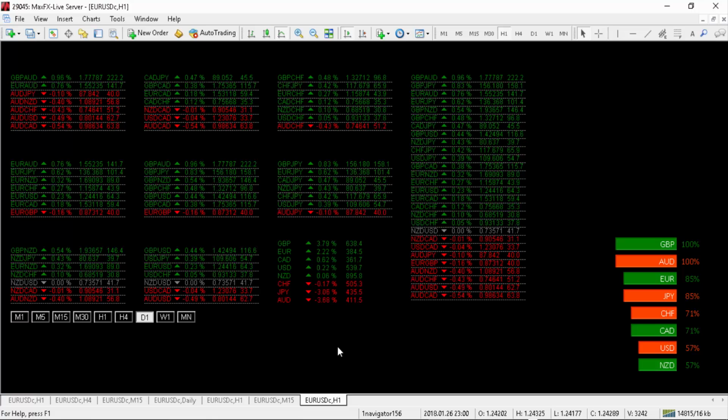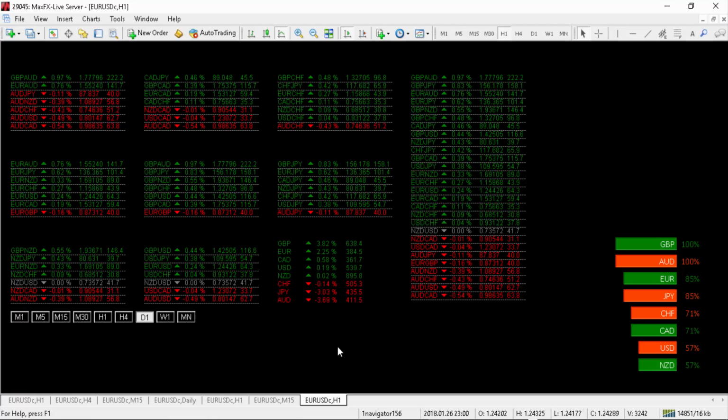The British pound is in first position, gaining 3.79% on its currency basket, followed by the euro ahead by 2.23%. The Canadian dollar is gaining 0.58%. The US dollar is ahead by 0.21%, and the New Zealand dollar just above parity, gaining 0.06%. The Swiss franc is down by 0.16%, the yen is losing 3.07%, and the Australian dollar comes last, losing 3.69%.